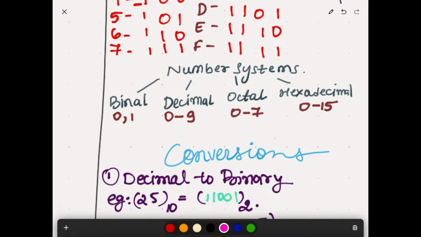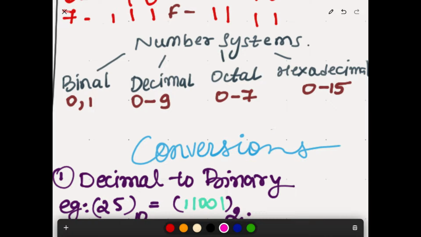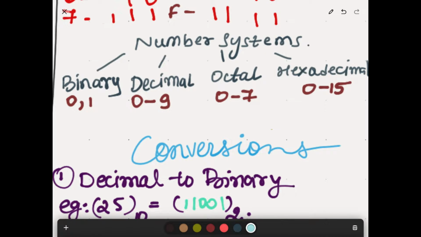Now that we have a fair idea about the number systems as well, we can continue and move ahead. Number systems can be divided into four major categories: the binary, the decimal, the octal, and the hexadecimal. Binary has two numbers only, 0 and 1. Decimal contains 10 numbers between 0 and 9, both included. Octal has 8 numbers, 0 to 7, and hexadecimal has 16 numbers, 0 to 15.